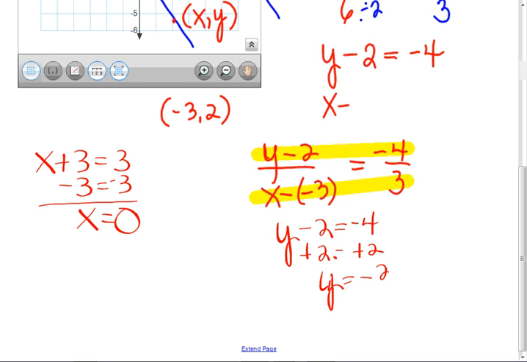Okay, guys? Because what's going to happen when we do equations, we're going to give you point slope form. So we're going to give you a point on the line and the slope. Can you find another point?